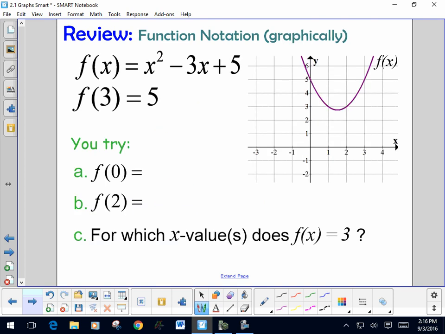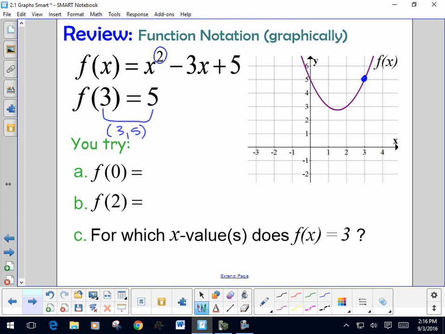So here is our same function, x squared minus 3x plus 5. Here's the graph of the function. It's a parabola, which you may have guessed because of the power 2 in the function. And f of 3 equals 5, we just calculated a moment ago. That has a corresponding part of the graph. F of 3 equals 5, it corresponds to the point on the graph 3, 5. In the x direction, 3, up 5. It's this point right here.